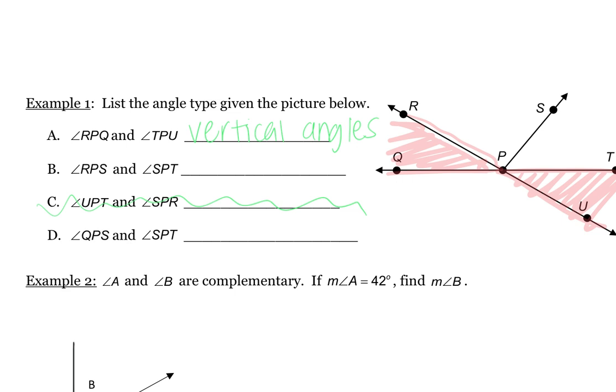Angle RPS and SPT. So let me see if I can do this in another color. Let's do green. RPS, it's this angle right here in green, and SPT, this other one right there. Okay, so these two right here, they are right next to each other and they have a shared side. So I'm going to say these are called adjacent angles. Ooh, I have a typo here, adjacent.